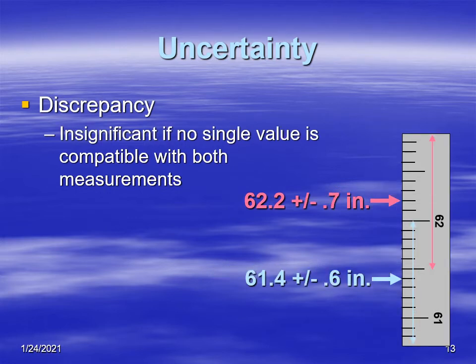We say the discrepancy is insignificant if there are compatible measurements. Looking at this, you can see that the two uncertainties we estimated came up with a bigger uncertainty, and it looks like they do overlap. And that region where they overlap, somewhere between 61.5 up to 62, that's probably where the true value is.